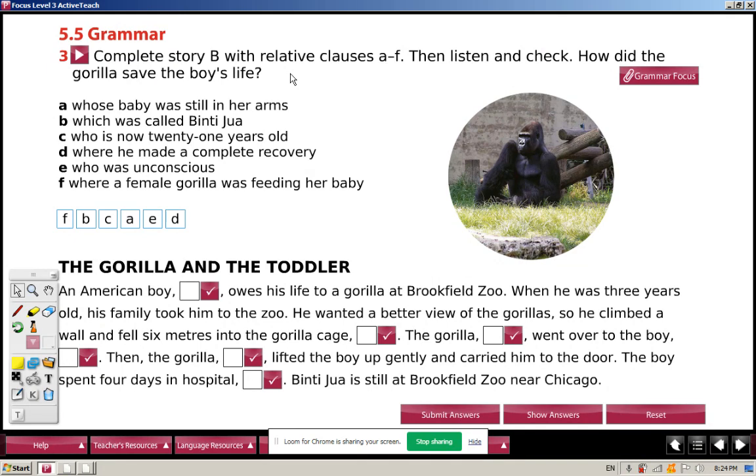C. Who is now 21 years old. D. Where he made a complete recovery. E. Who was unconscious. And the last one, F. Where a female gorilla was feeding her baby. First, I will read the story without relative clauses. Then you have to complete the story using the correct relative clauses.